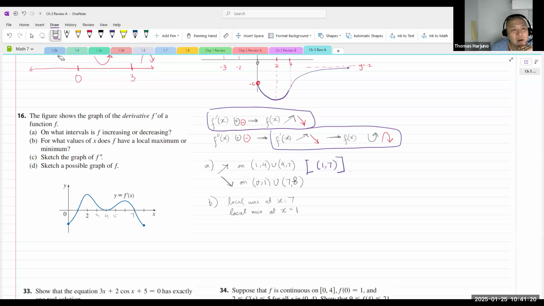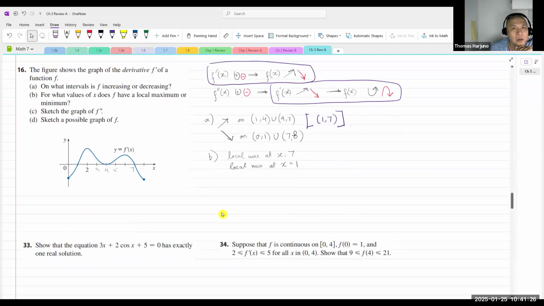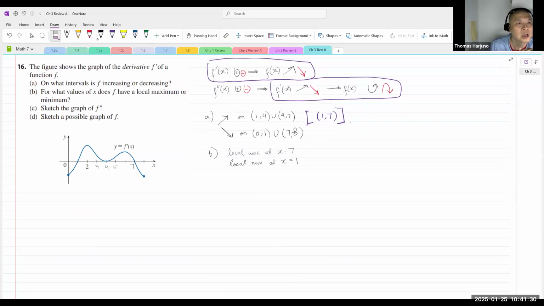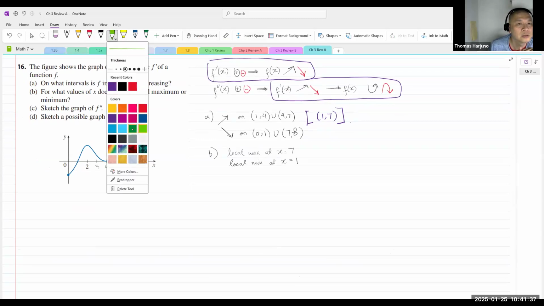Okay, sketch the graph of f double prime. So from here, we sketch the graph of the second derivative. So basically think of the derivative. Okay, maybe I use green color. Let me choose a green color.